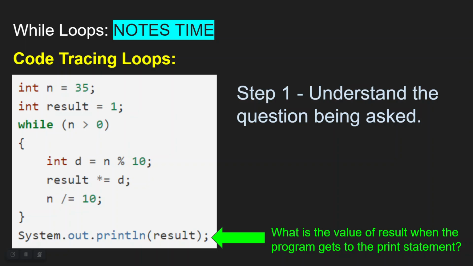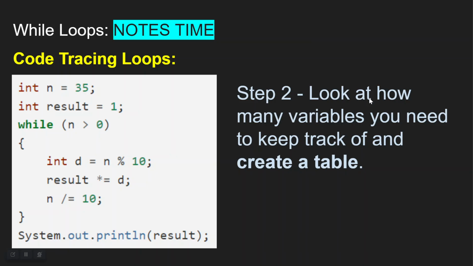Looking at this particular example, we'll go through our steps of code tracing. So again, step one is always to understand the question that's being asked. What we're being asked is what's going to be the value of result when the program gets to the print statement. So we need to figure out this variable result. We need to trace it through this loop and figure out what it's going to be when it gets down here. Now step two is to look at how many variables you need to keep track of and then create a trace table.